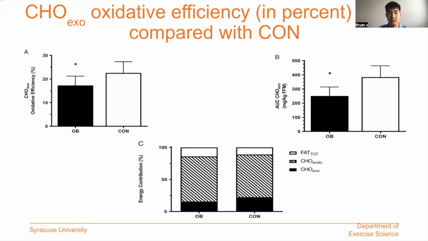In graph C, the percent contribution of exogenous carbohydrate to total energy expenditure during exercise was lower in the obese group compared to the control group. The obese group contributed 15.6%, while the control group contributed 22.4%, while the endogenous carbohydrate and total fat contributions were not significant.